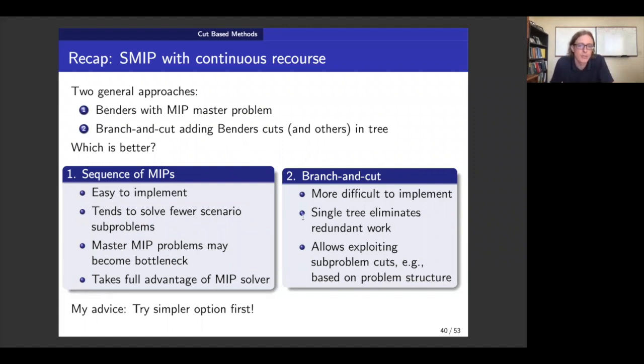Whereas in the branch and cut approach, you're only ever solving these LP relaxations as part of one overall branch and cut process. So that's the advantage. You can exploit subproblem cuts and things like that, but it's certainly much more difficult to implement. Okay, so that's the trade-offs between these two different approaches. My advice is: first start with the deterministic equivalent form. If that fails, then start with option one, and only if that fails, try option two, because that's certainly the most difficult to implement.